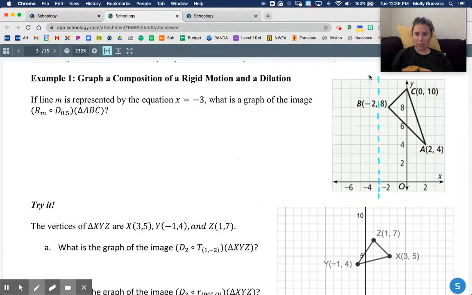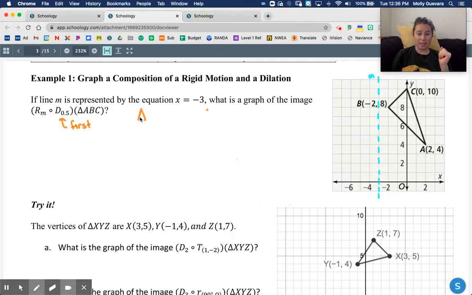So here's line M. Okay, and remember that when we do these transformations, we always do this guy first. So we always do the one that's to the right first. So this just means that I'm dilating everything by a scale factor of 1/2 or 0.5. So it's not as scary as it sounds, right?